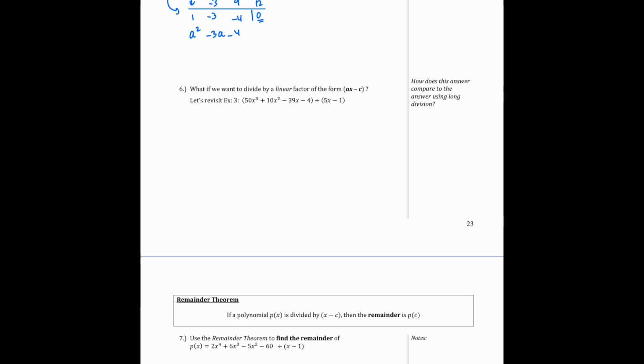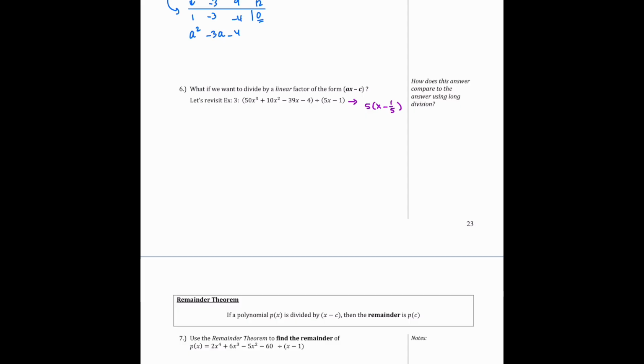What if we want to divide by a linear factor of the form ax minus c? And the example, going back to example 3, it says divide 50x cubed plus 10x squared minus 39x minus 4 by 5x minus 1. So just keep in mind now, when you're dividing by 5x minus 1, you want to find the root of that, which is 1/5. But you have to be careful here. You have to treat the 5x minus 1 as 5 multiplied by x minus 1/5.